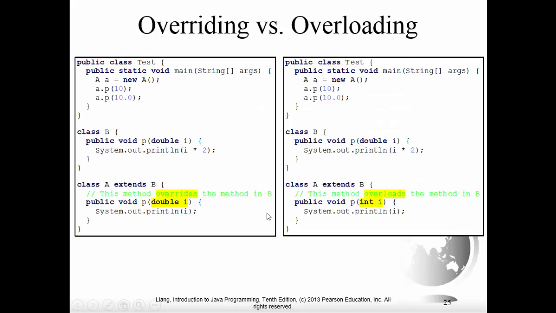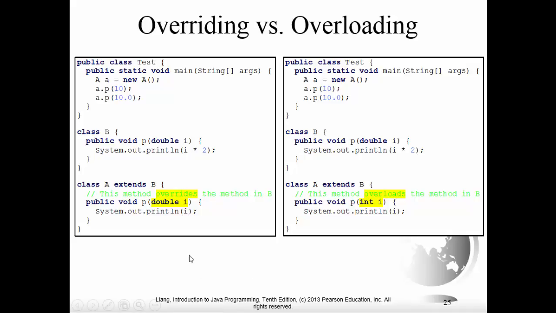Now, another concept in object-oriented programming, there are some things that are very similar. Overriding involves creating a method in a child class that has the same name as the method in the parent class. And in this case, the child class is overriding that method in the parent class. We also have the ability to do overloading.